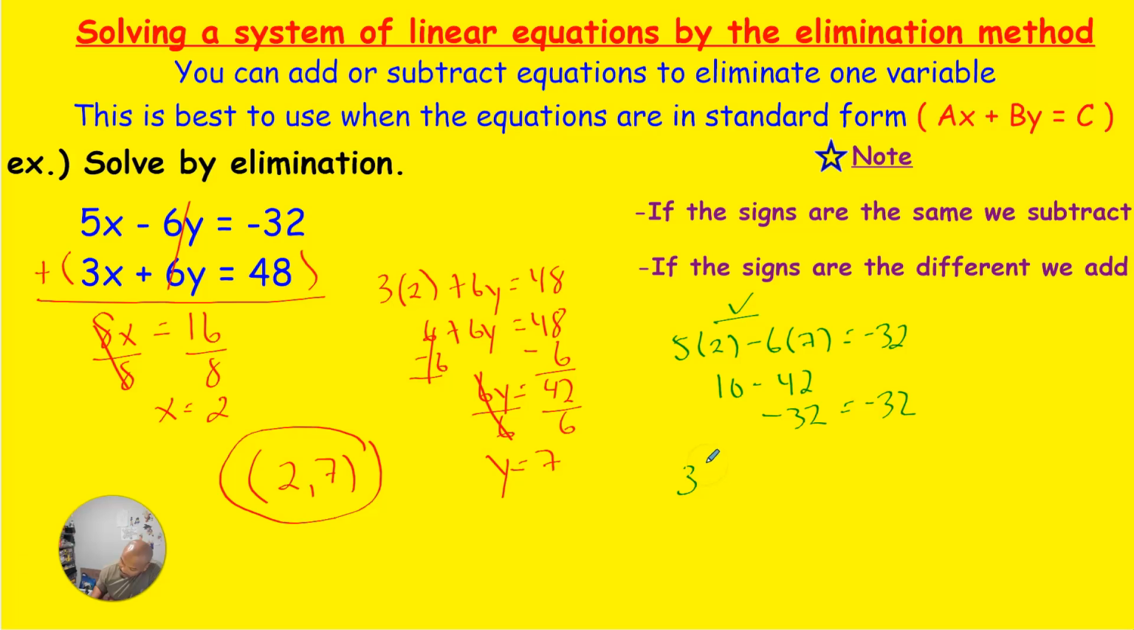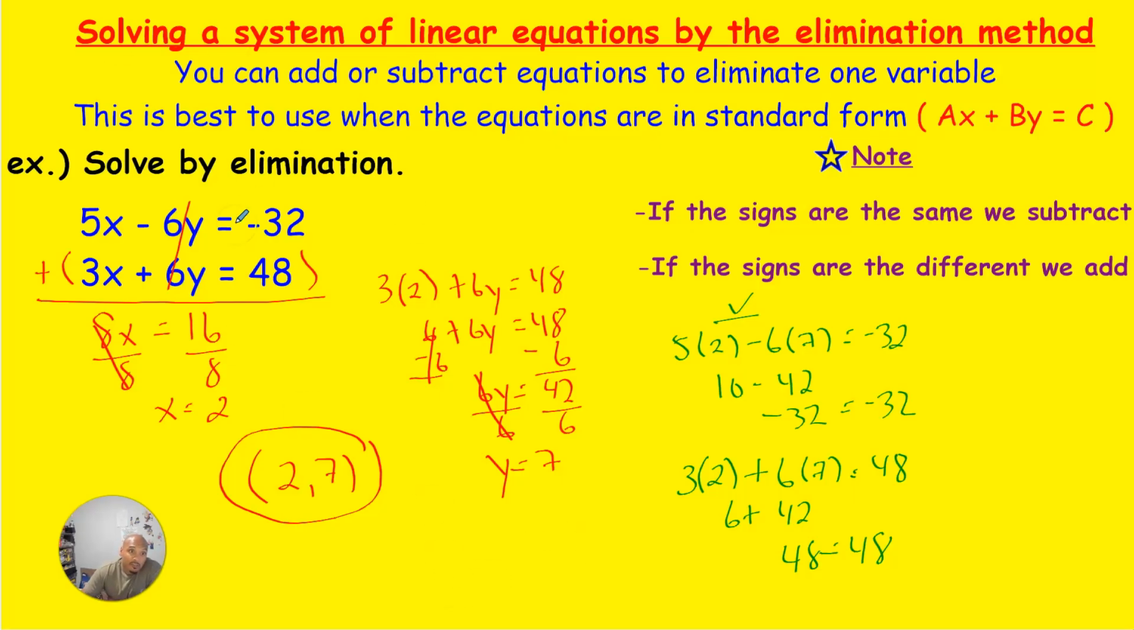If we check the second equation, we wind up with 3 times 2 plus 6 times 7 should equal 48. And when we do that, we wind up with 6 plus 42. And as you can see, 48 does equal 48. So it does check out, and we do have the proper x and y values. And that is our solution, guys.